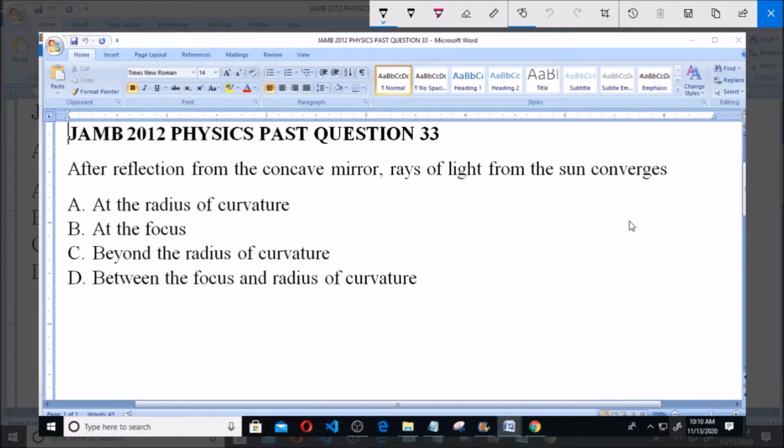After reflection from the concave mirror, rays of light from the sun converge: A. at the radius of curvature, B. at the focus, C. beyond the radius of curvature, D. between the focus and the radius of curvature.